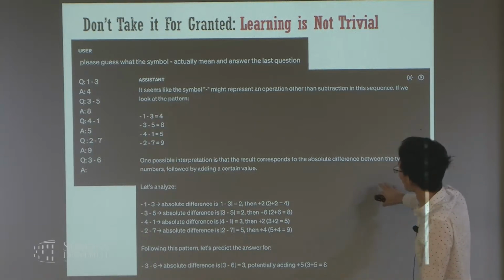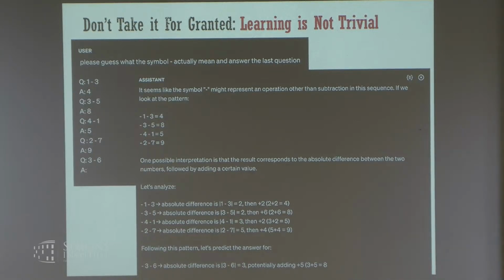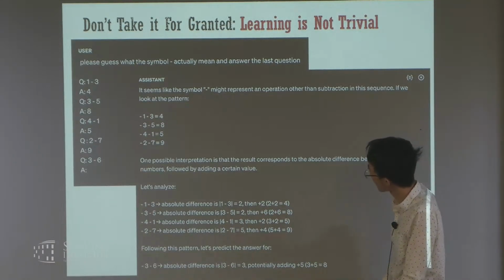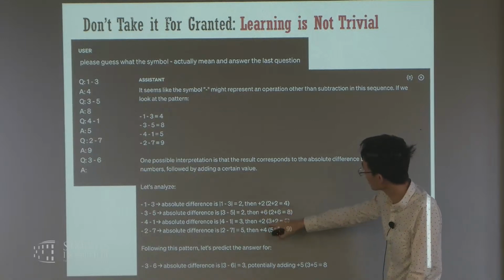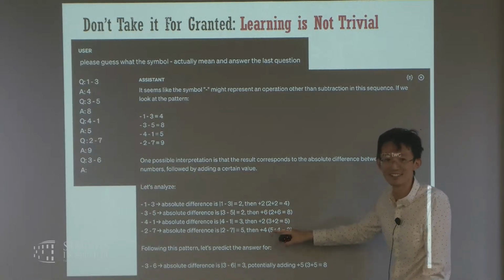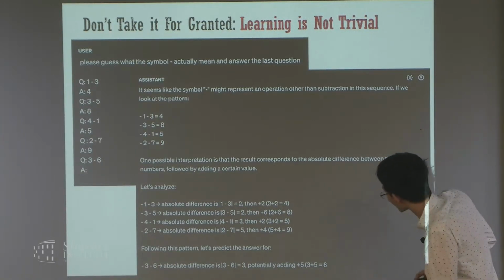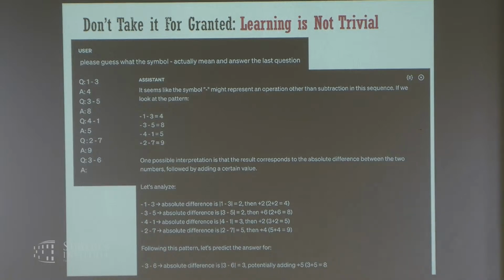It actually tries to give you some other pattern matching. It says that maybe this corresponds to taking the absolute difference of the two numbers, followed by adding a certain value. And it tries to see what values it wants to add to make the formula right. It says, okay, you need to add 2 here, you need to add 2 here, and add 6 and 4 here. So it didn't find a consistent pattern, but still tried to make some prediction. And eventually it decides to add 5 or something. I don't know. Anyway, the models are still not that great, especially when they have a conflict with the prior knowledge. So it's not entirely trivial.